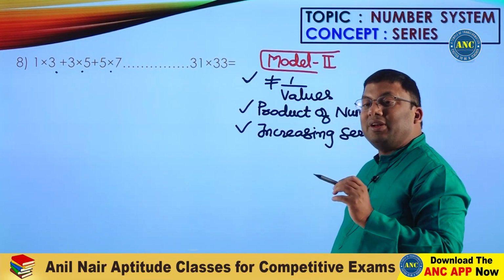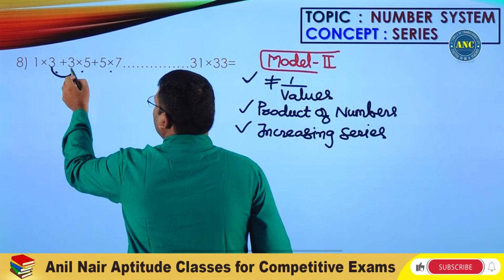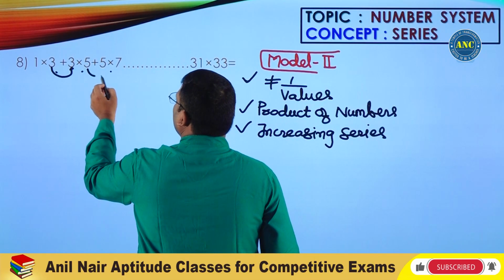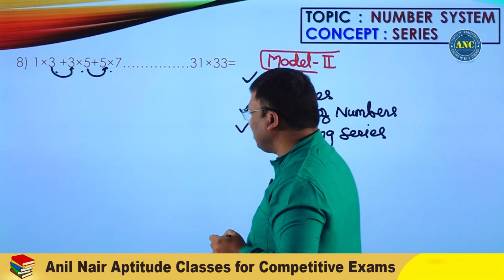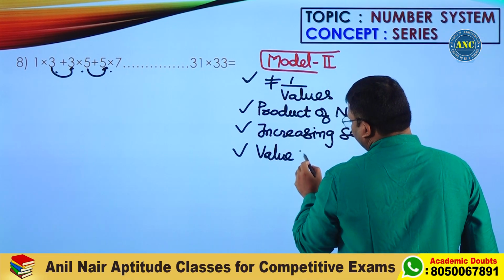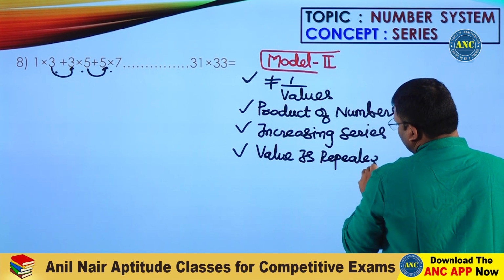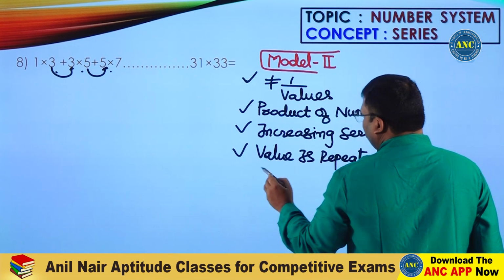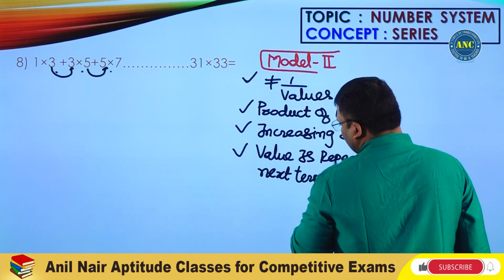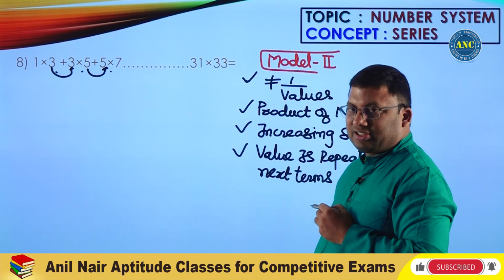Next one. One common thing in model 1 and model 2 is, in model 1, the value in the first term is repeated in the second term. Here also, the value is repeated. Please write down: value is repeated in next terms.